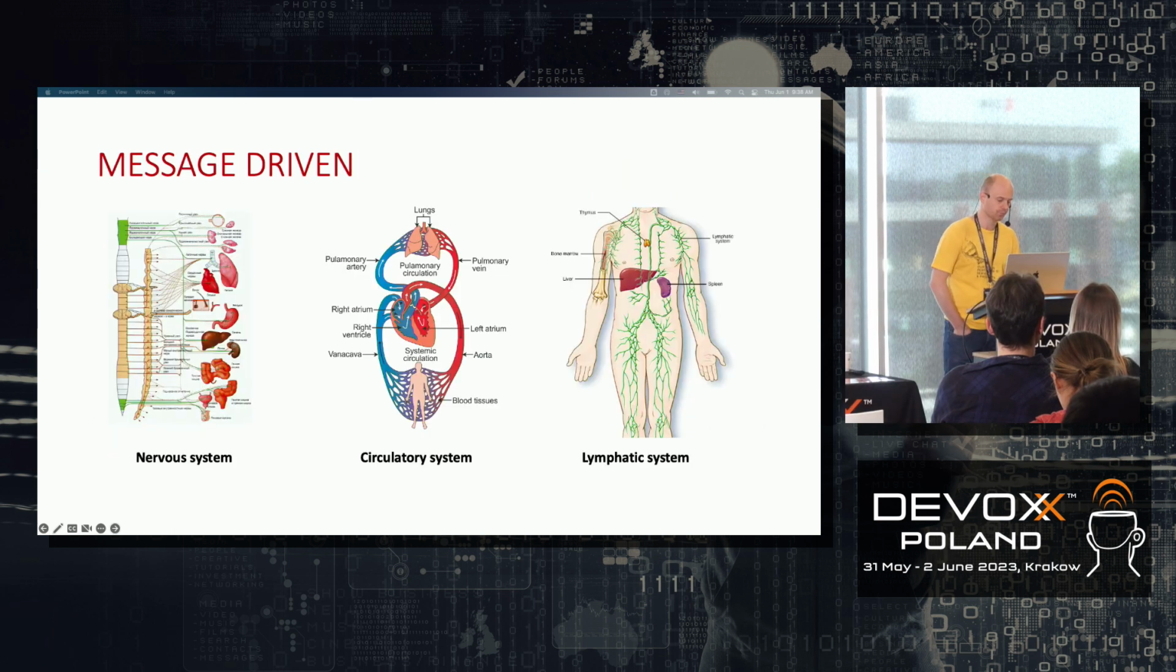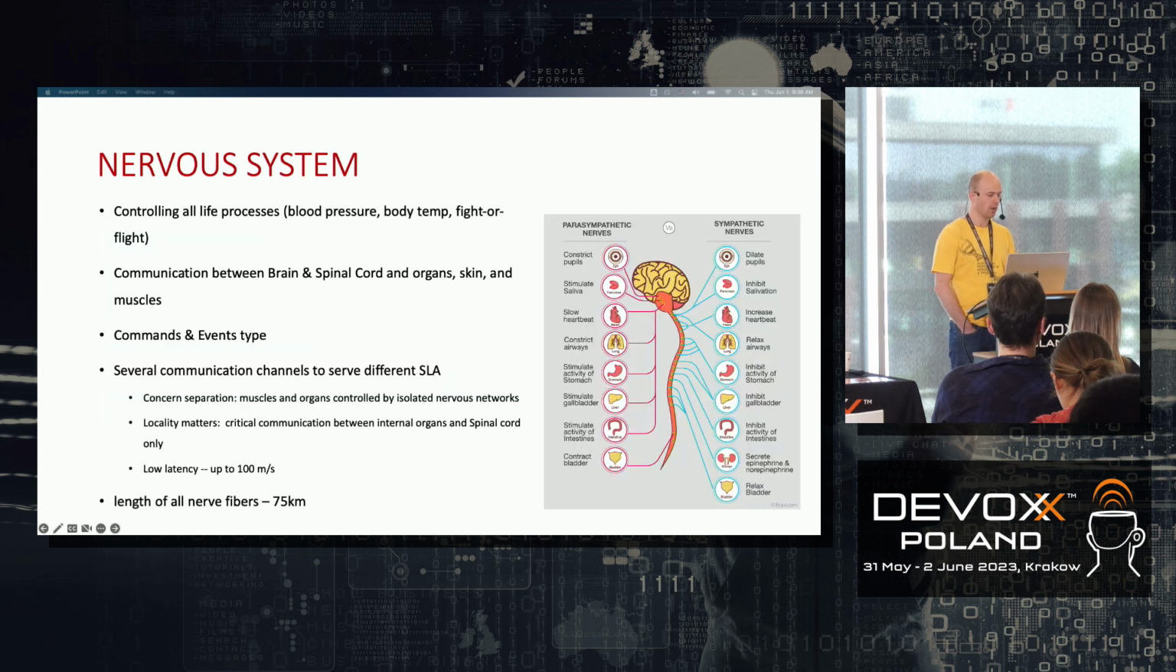All right, so let's move on. Nature thought that probably it would be a good idea to have some transport communication channels. Here are three major ones, and there is a fourth one, but it's less romantic. So let's start with the nervous system. It's quite a sophisticated thing, as everybody knows. It controls all life processes like blood pressure, temperature, fight or flight mode when you have to be collected, and it's essential. It changes a lot of processes inside our body. It implements communication between brain and spinal cord. And it looks like the major types of signals are commands from brain to organs and events from organs to brain.